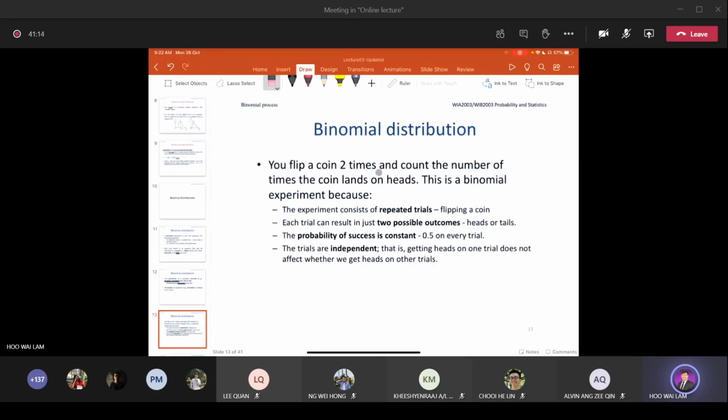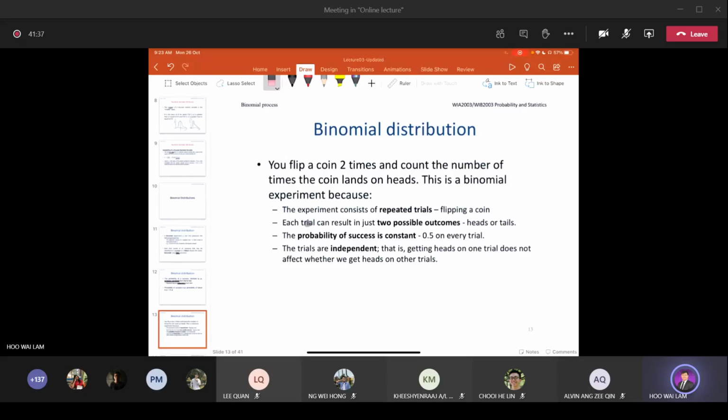So you flip a coin 2 times and count the number of times the coin lands on head. We try to do some case study over here. We try to justify why this is the binomial distribution. The experiment consists of repeated trials, flipping a coin, and you're flipping it 2 times. You can flip 5 times, 10 times, or 100 times. So this one is repeated trials.